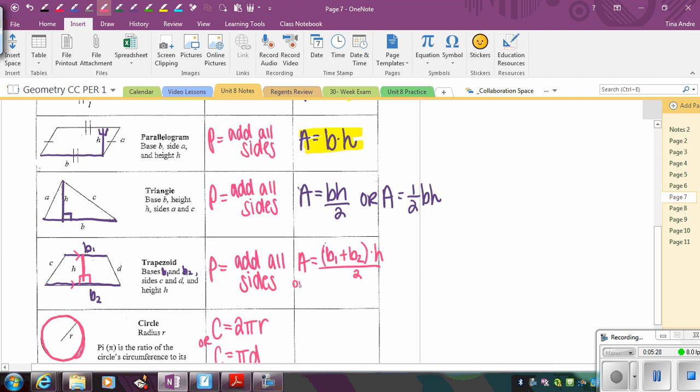So the other way that you could write this is 1/2 base 1 plus base 2 times height. Again, it's a preference thing. It's whatever you prefer. They're equivalent to each other. This formula is not given to you on your reference sheet, so that one you will want to remember.